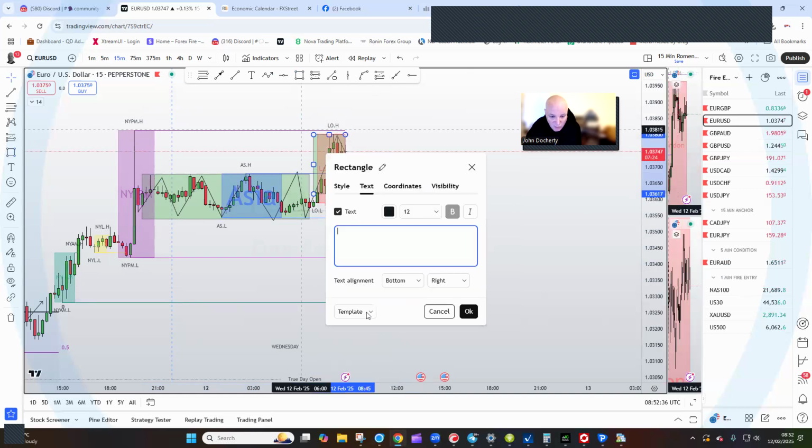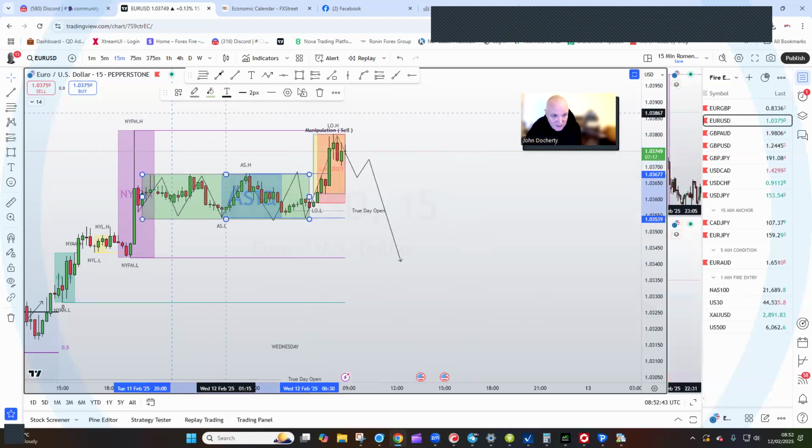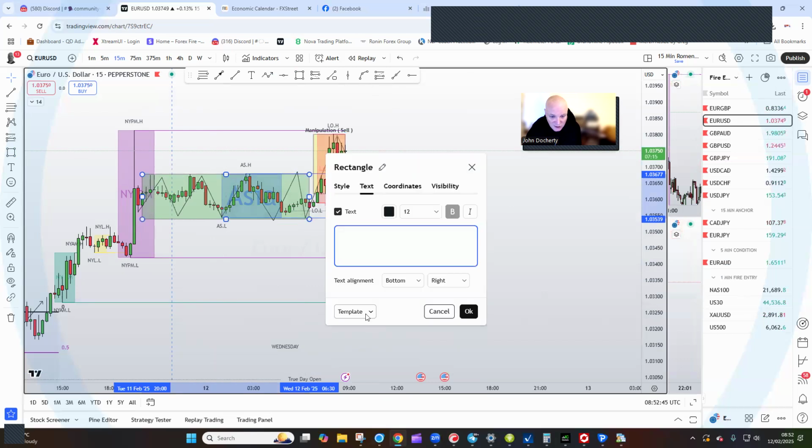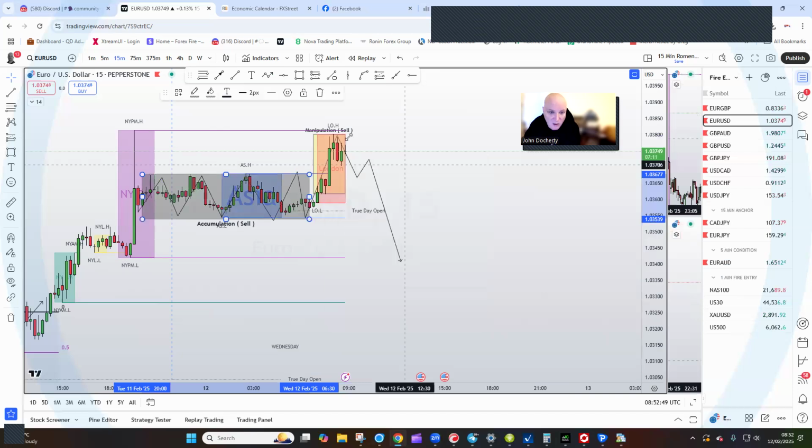Why is it manipulation? It's simply because it's broken out. Okay, it's broken out of our accumulation zone. Okay, so now we anticipate maybe a push to the downside. It doesn't say it's going to do it, but it's the blueprint for the sell model for this, okay?